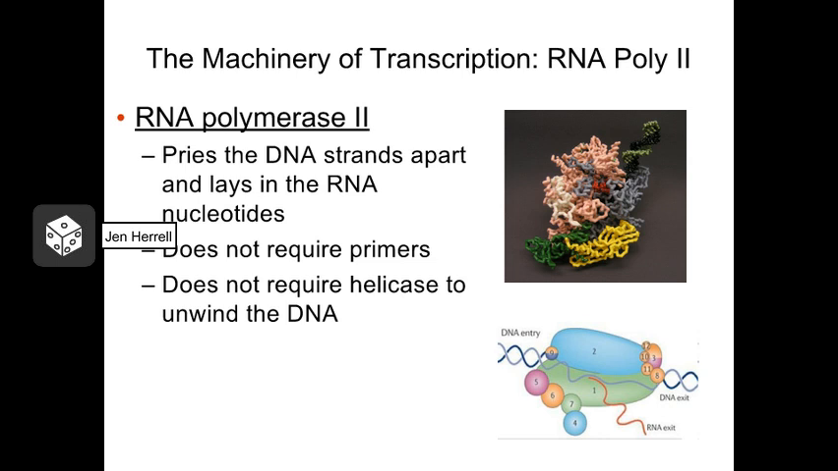Unlike the enzymes we discussed in DNA replication, RNA polymerase II is multifunctional. It performs all the jobs of transcription. It actually opens up the DNA by itself, makes the RNA copy by itself, and then seals the DNA back together at the end. So this process doesn't require helicase to open it. It doesn't require ligase to close it. RNA polymerase II does everything.